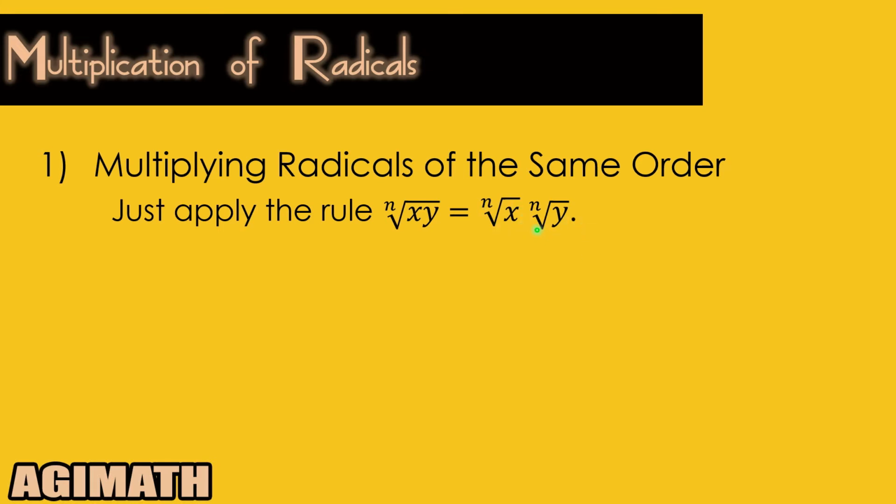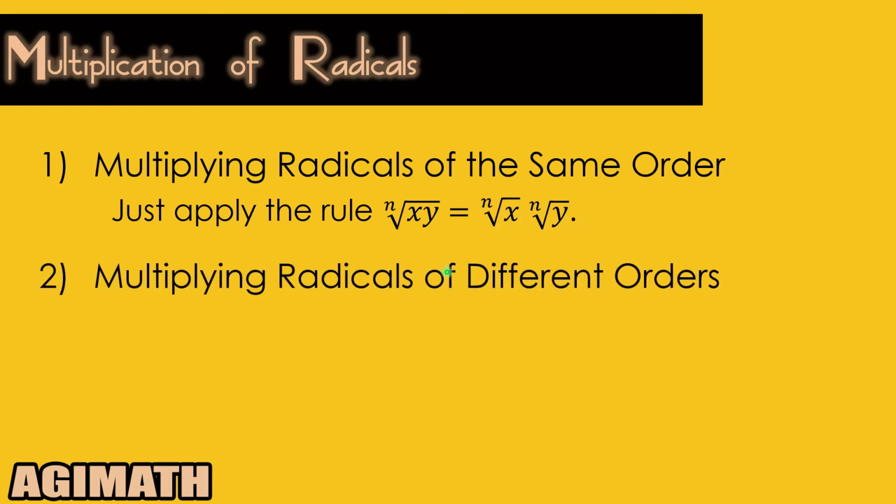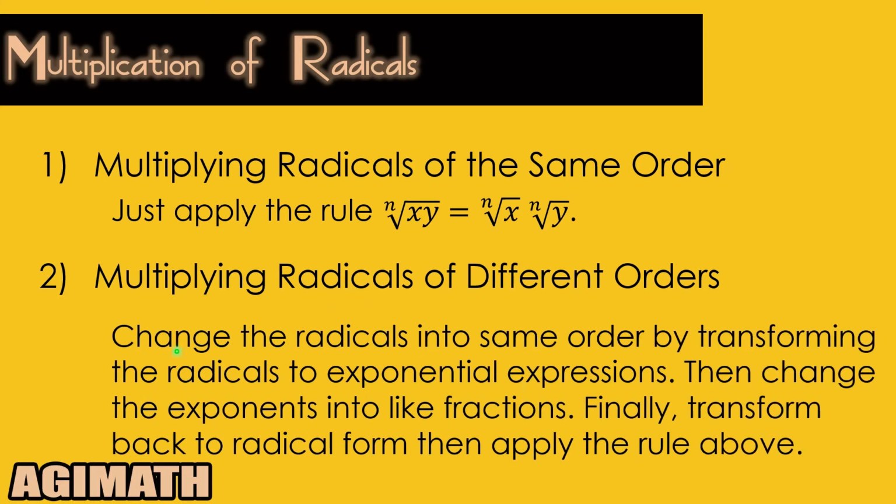And then multiplying radicals of different orders, just change the radicals into the same order, because we cannot multiply radicals if they are not of the same order. So to multiply, we first change the exponent into like fractions. Finally, transform back to radical form, then apply the rule above. So in the upcoming slides, you can see how it should be done.